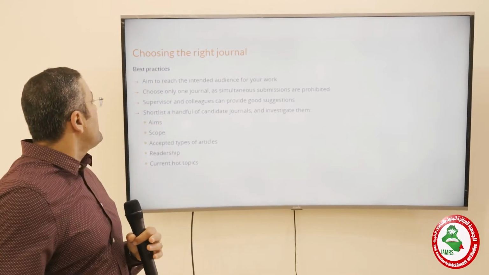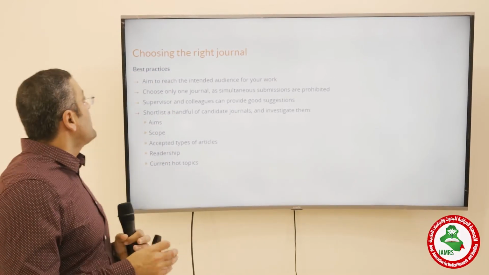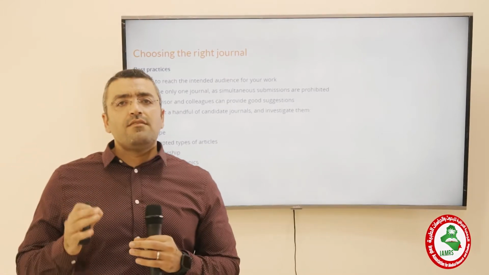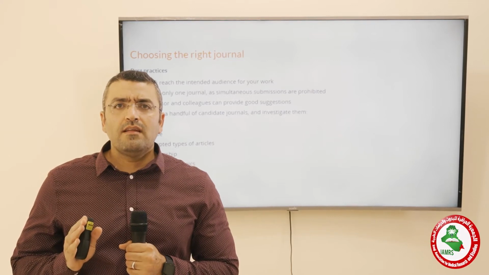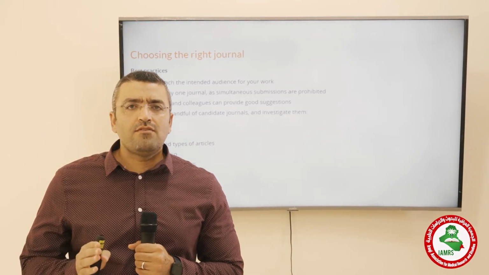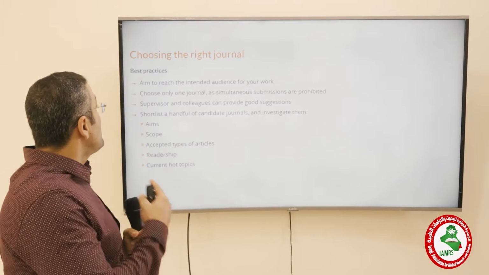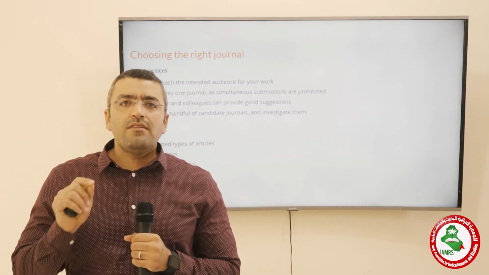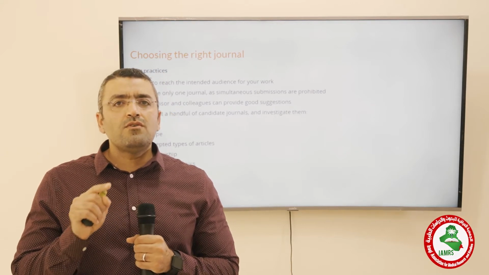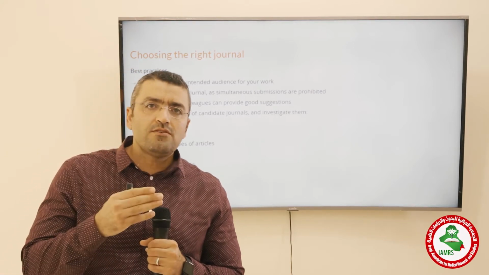Now let's talk about the best practice. The best practice for choosing the right journal is very important. There are many things we have to know as a best practice in choosing the journal. First of all, you should know the aim of your article. What is the aim of your paper? For whom you want to transmit your message.